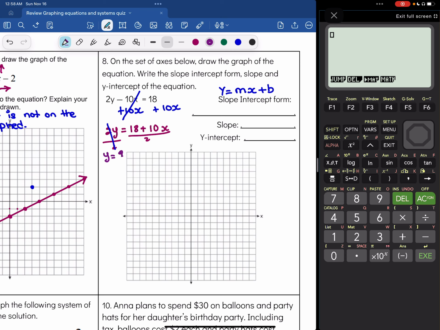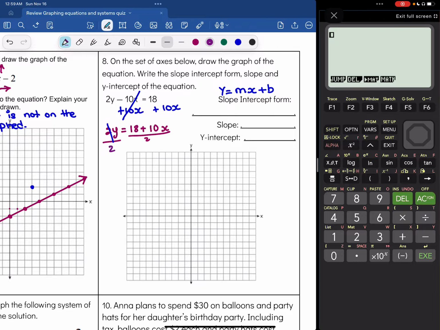9 plus 5x. I am trying to decide where I want to write this because I don't want it on the graph. All right, you know what? It's fine. I'll just leave it right there.